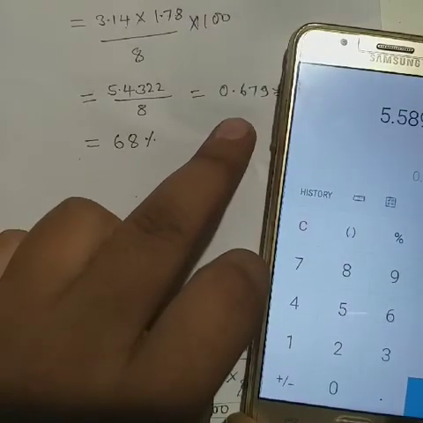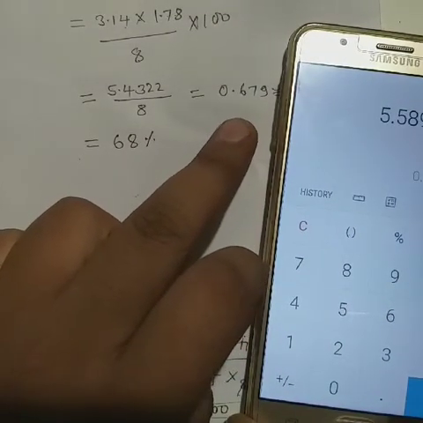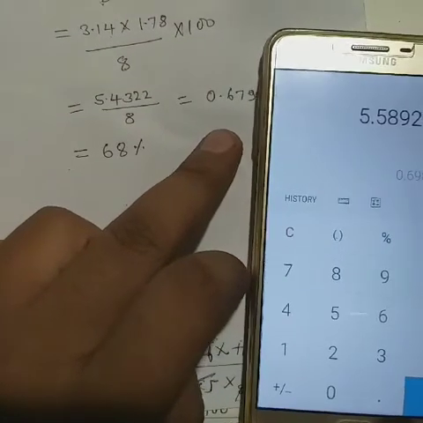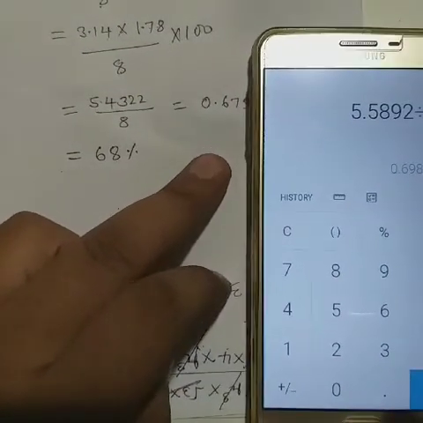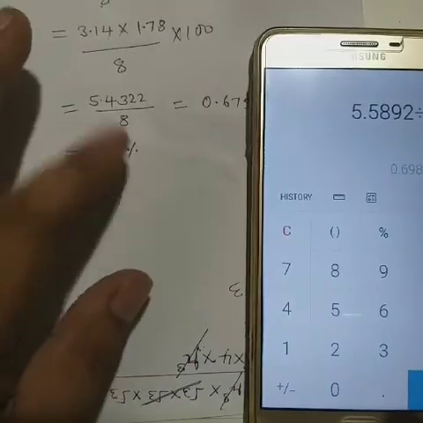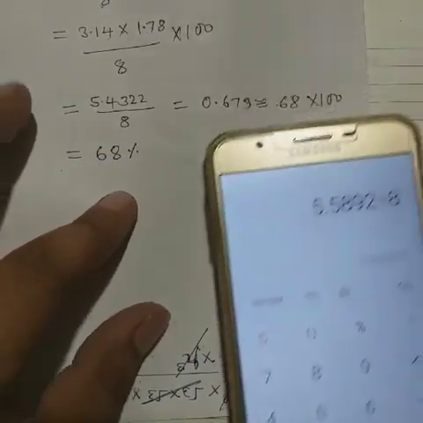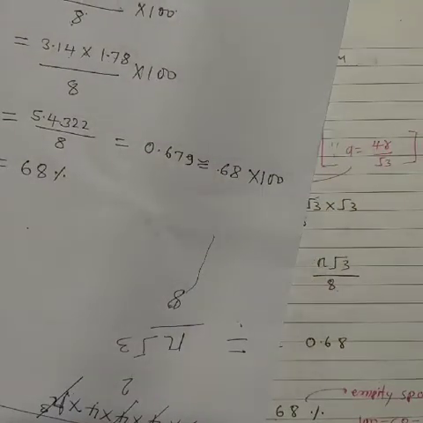So approximately 0.69, approximate 69. So here there is some mistake value, students. Now you will check here.